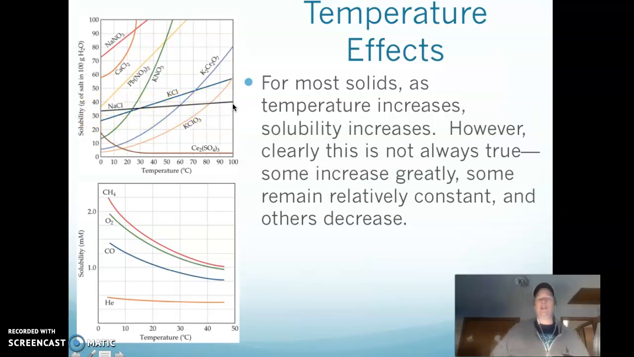But if you want to figure it out, okay, so let's say I am making a solution of, here we have potassium nitrate, this green line. Okay, and I have 40 grams.